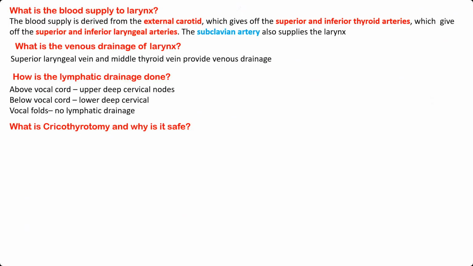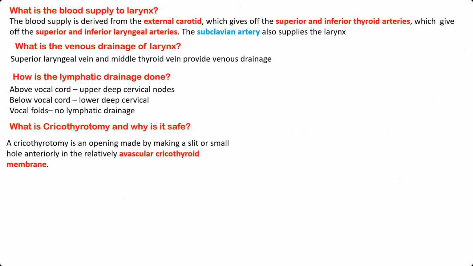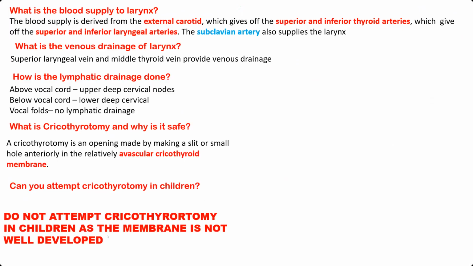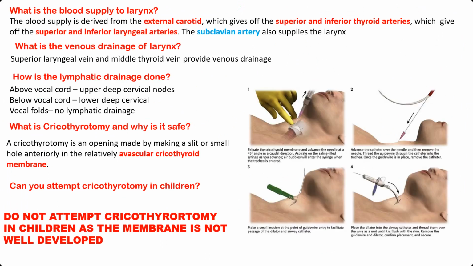And why is it safe? Why do you choose this particular membrane? It's avascular, sir. Fantastic. The cricothyrotomy is an opening made by a slit or a small hole, and it is a relatively avascular cricothyroid membrane. Can you attempt cricothyrotomy in children? It has been described. You should not do it because in children the membrane is not well developed, so you can damage the cricoid cartilage or thyroid cartilage. So cricothyrotomy is not advocated in children.